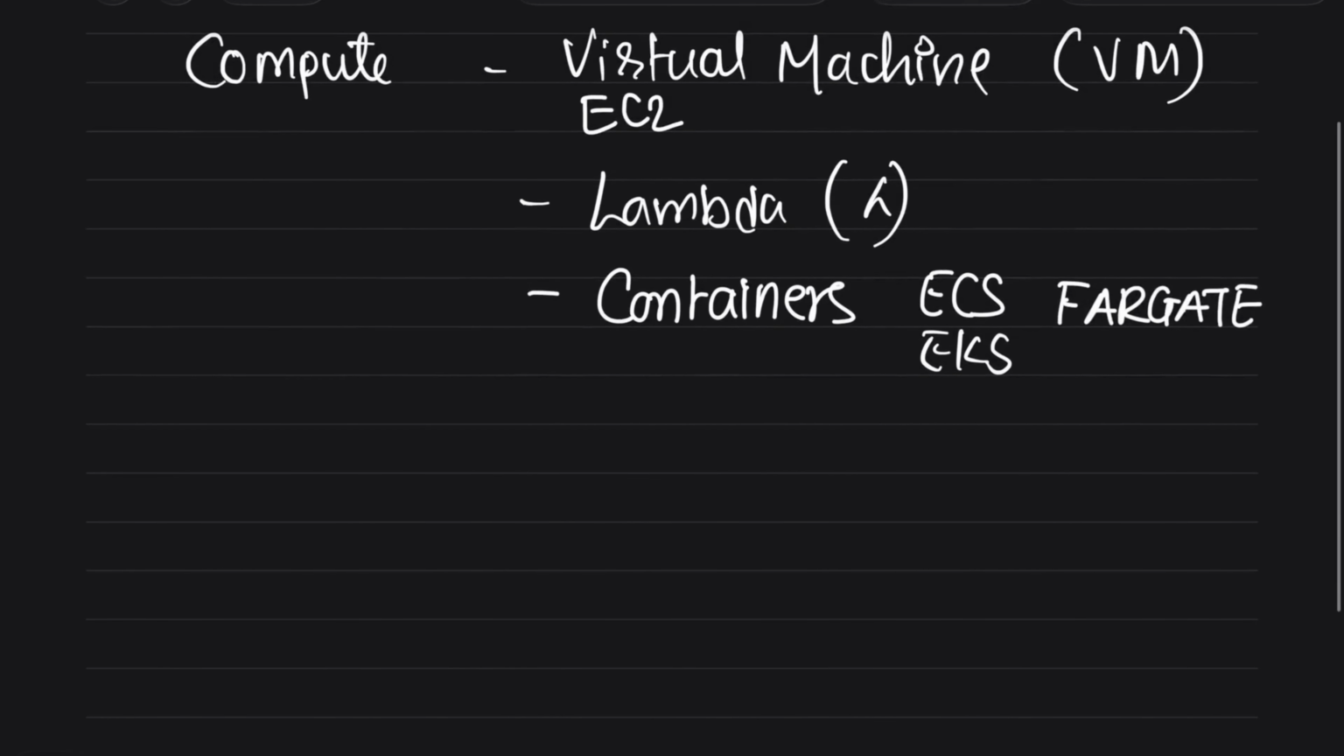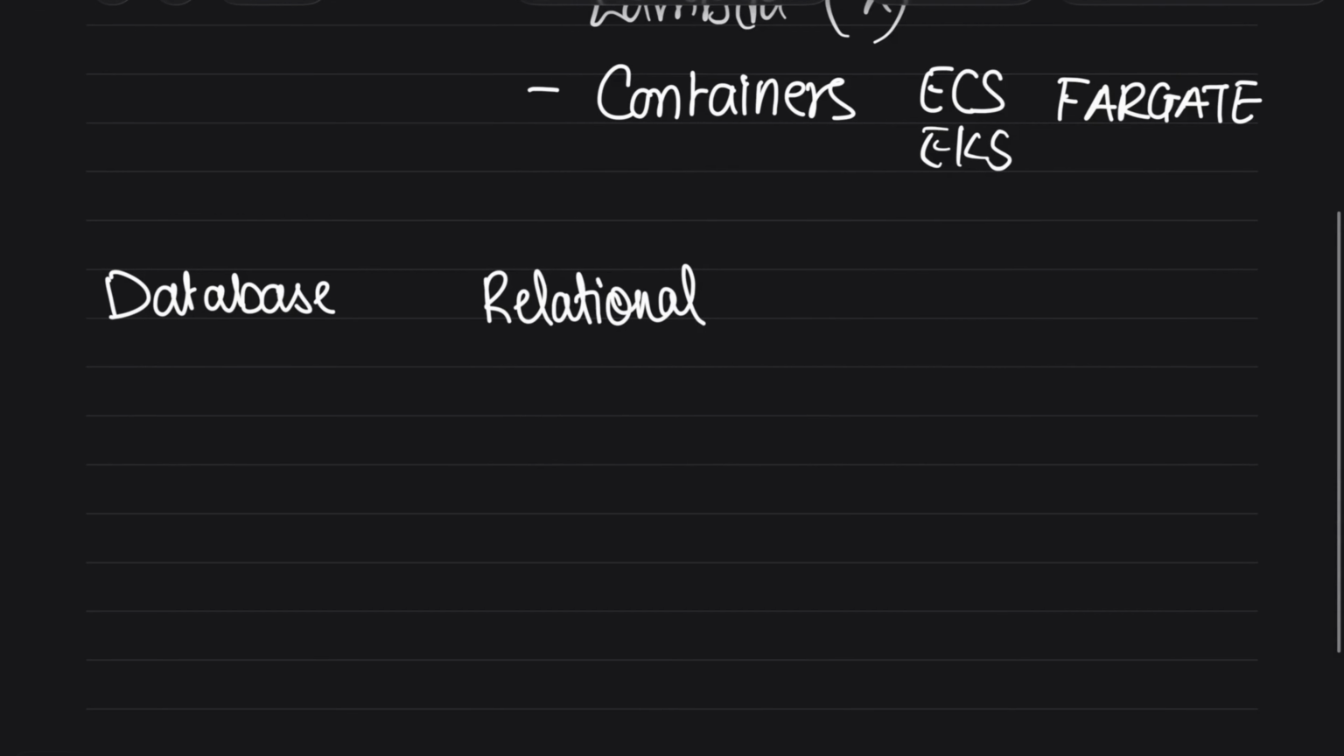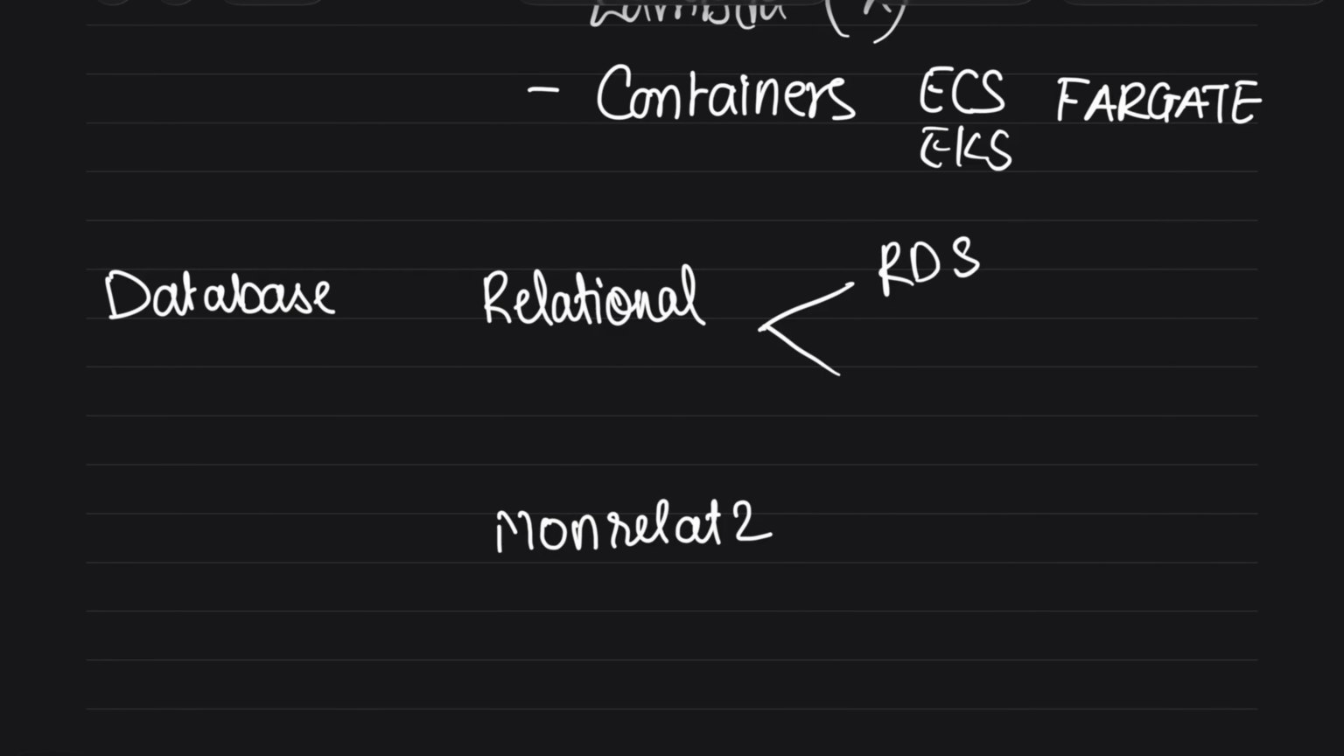Later on, you have something called a database. There are two types of databases. The very first one is the relational database. And the second one is the non-relational database, also called NoSQL database. RDS is one of the relational databases. RDS will be used when you have OLTP kind of transactions. And if you want to create a warehouse, you'll use Redshift for OLAP-related queries.